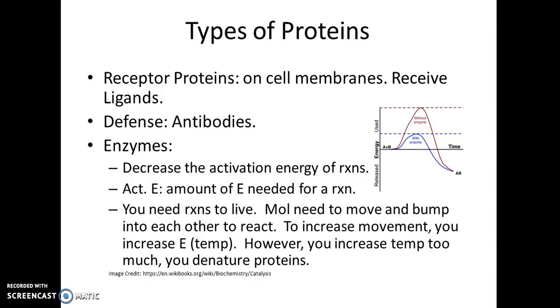So how do we increase temperature and at the same time keep our proteins good? How do we have reactions without denaturing our proteins? So the answer is enzymes. So in this little graph, it shows you that without enzymes, we have a high activation energy. But with enzymes, the amount of energy needed is low. And that low amount of energy allows us to live. So that's how you read that graph. You might want to include that graph in your notes.